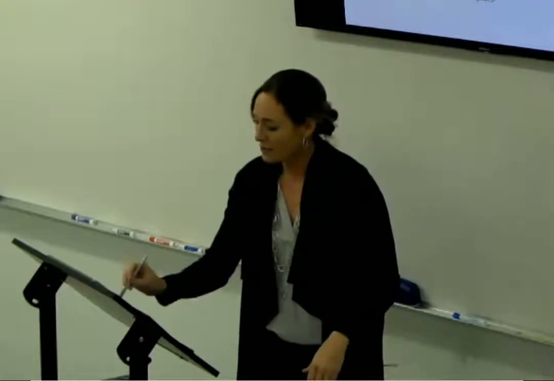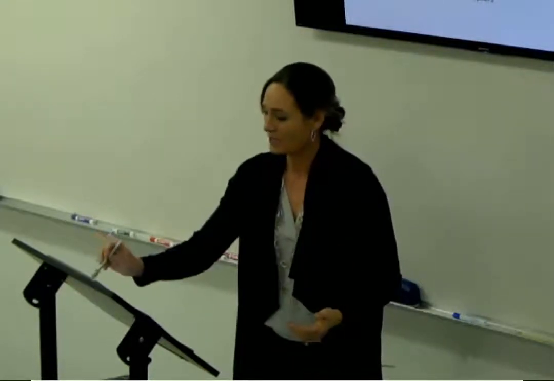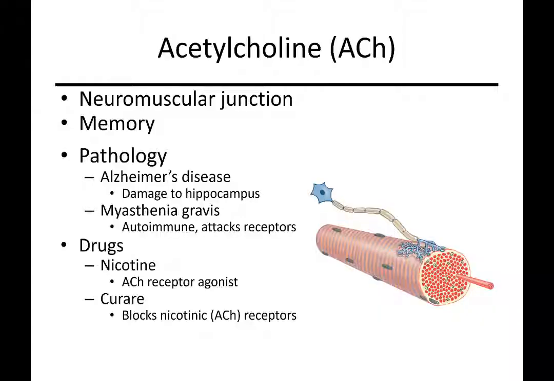The bottom line for acetylcholine, as a summary: know that it's used to stimulate muscle. So it's at the neuromuscular junction. In the brain, it's part of long-term memory, and a pathology associated with acetylcholine would be Alzheimer's disease. That would be the highlights of this one.